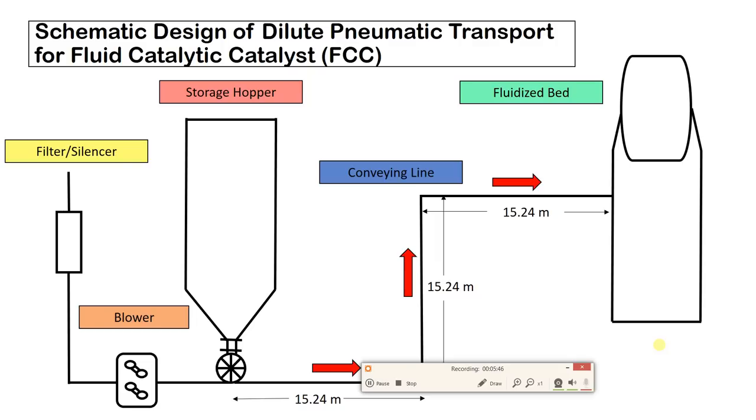So this is the schematic design of dilute pneumatic transport for fluid cracking catalyst, FCC. The pneumatic transport will transport the particles from the storage hopper to the fluidized bed. The pneumatic transport will include the horizontal sections and the vertical sections together with the bends.